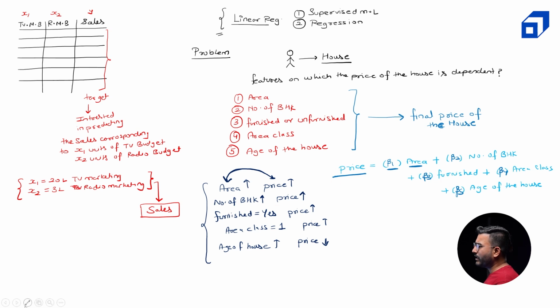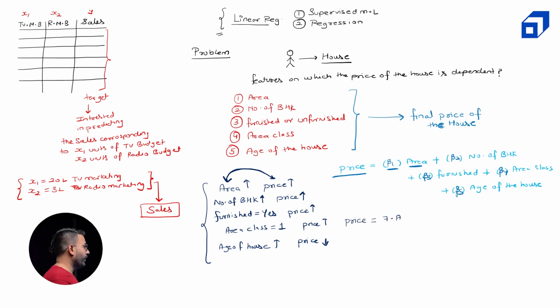Let's give beta 1, beta 2, beta 3 a random value so we can understand it in a better way. Let's call this equation to be price is equal to 7 times of area plus 2 times of number of BHK plus 3 times of furnishing status plus 2 times of area class, and plus 9 times of age of house.